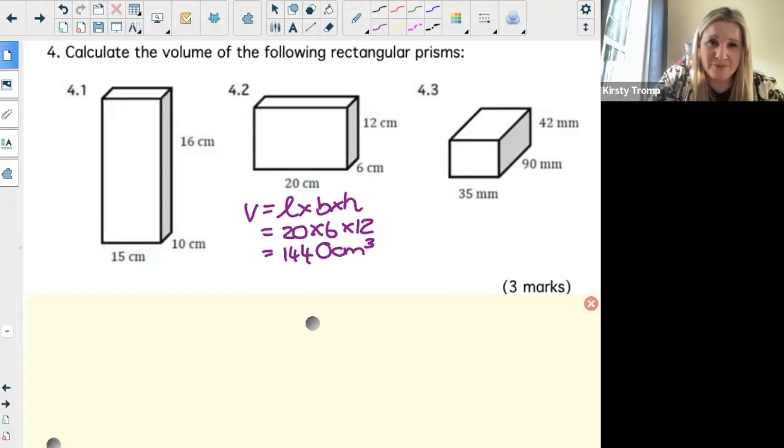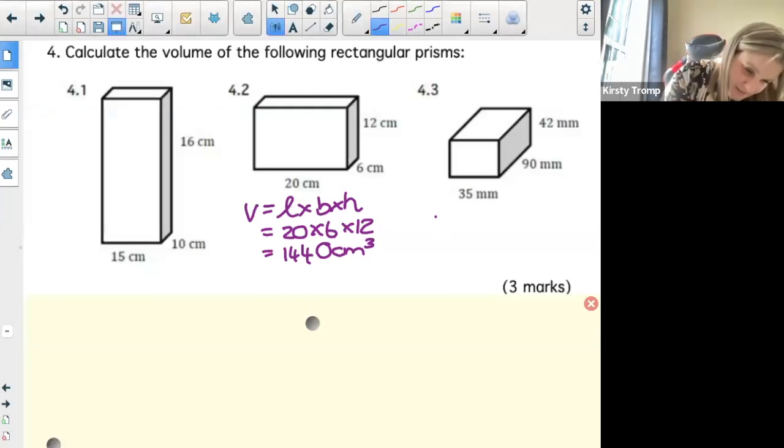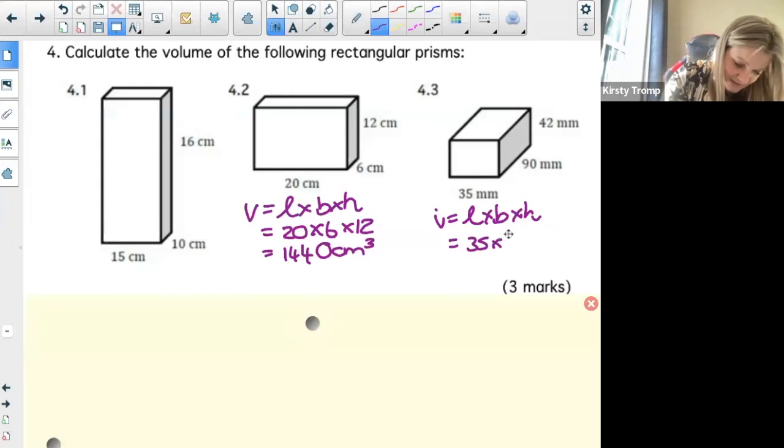Hi, Lungawa. Hi, ma'am. How are you? I'm fine, and you, ma'am? I'm good, thank you. Right, Lungawa, walk me through it. What did you do? I said volume equals L times B times height. Good. And then what? I said 35 times 90 times 42. And what's your answer?